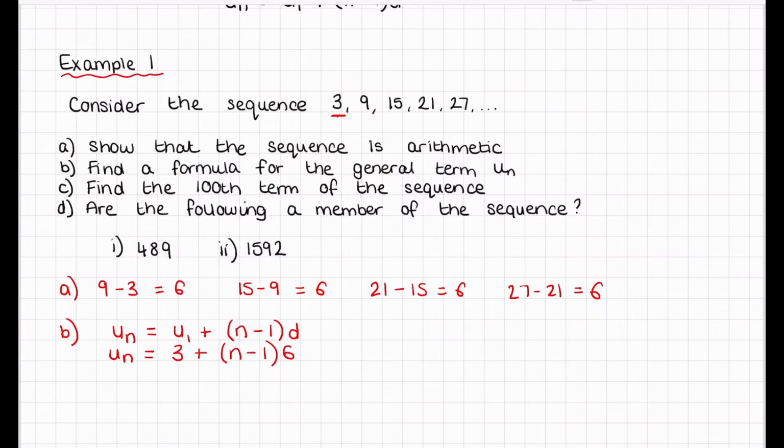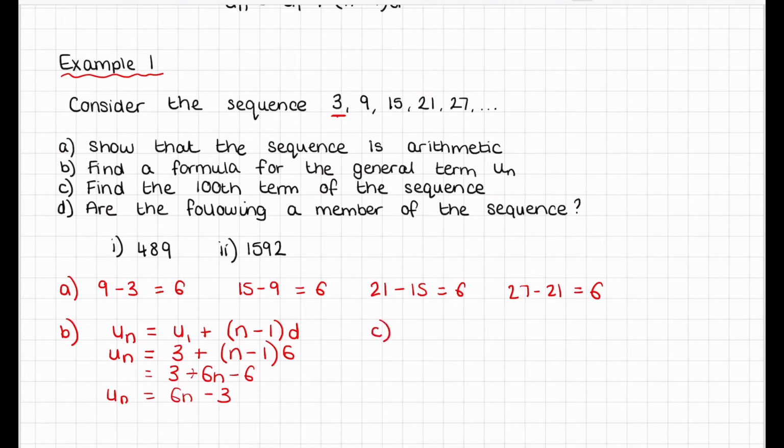And then from here you can expand and simplify. So we'd have 3 plus 6n minus 6, which equals 6n minus 3. So that is our general term. You don't need to simplify. You could leave it at that second line there with the value substituted in. It's your choice.